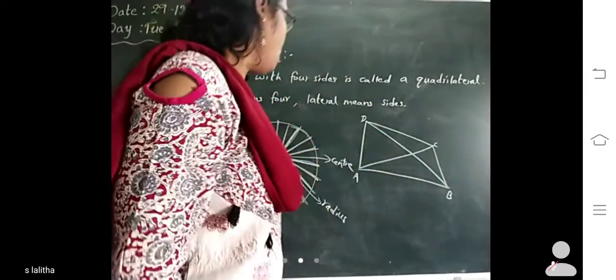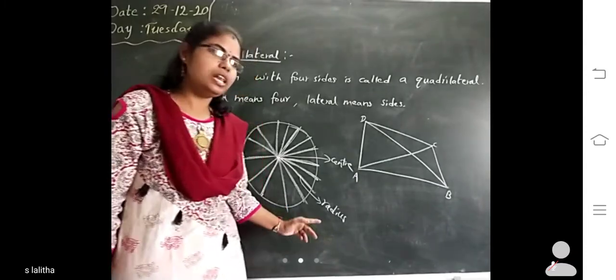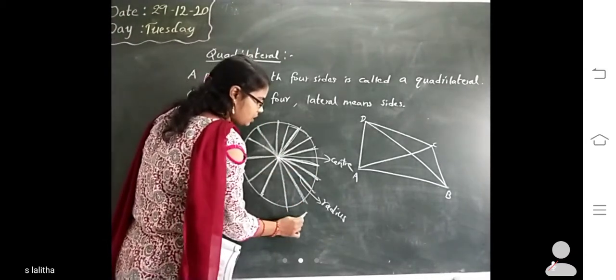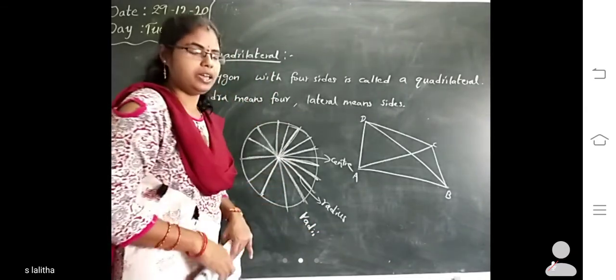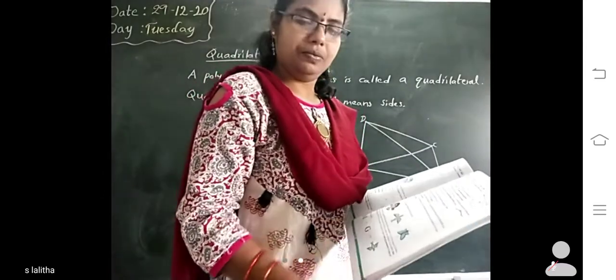So here so many radii are there. Singular is radius and plural is radii. So these have so many lines. What do you call that one? Radius. So many radii are there.